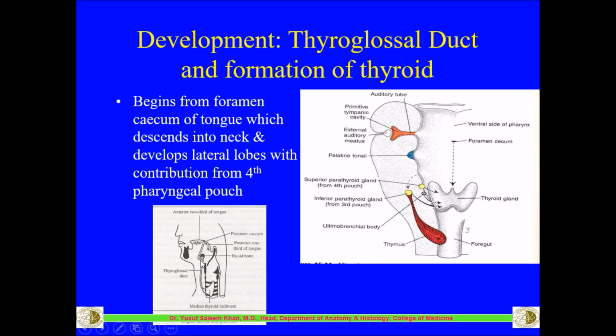This thyroglossal duct is important because it usually disappears, and just a remnant, a thin fibrous band, will remain, but sometimes it can be patent. Then that leads to complications. So just remember right now that it develops from the foramen cecum, from where a duct develops and descends downwards into the neck, which is called the thyroglossal duct, along with the contribution from the fourth pharyngeal pouch.